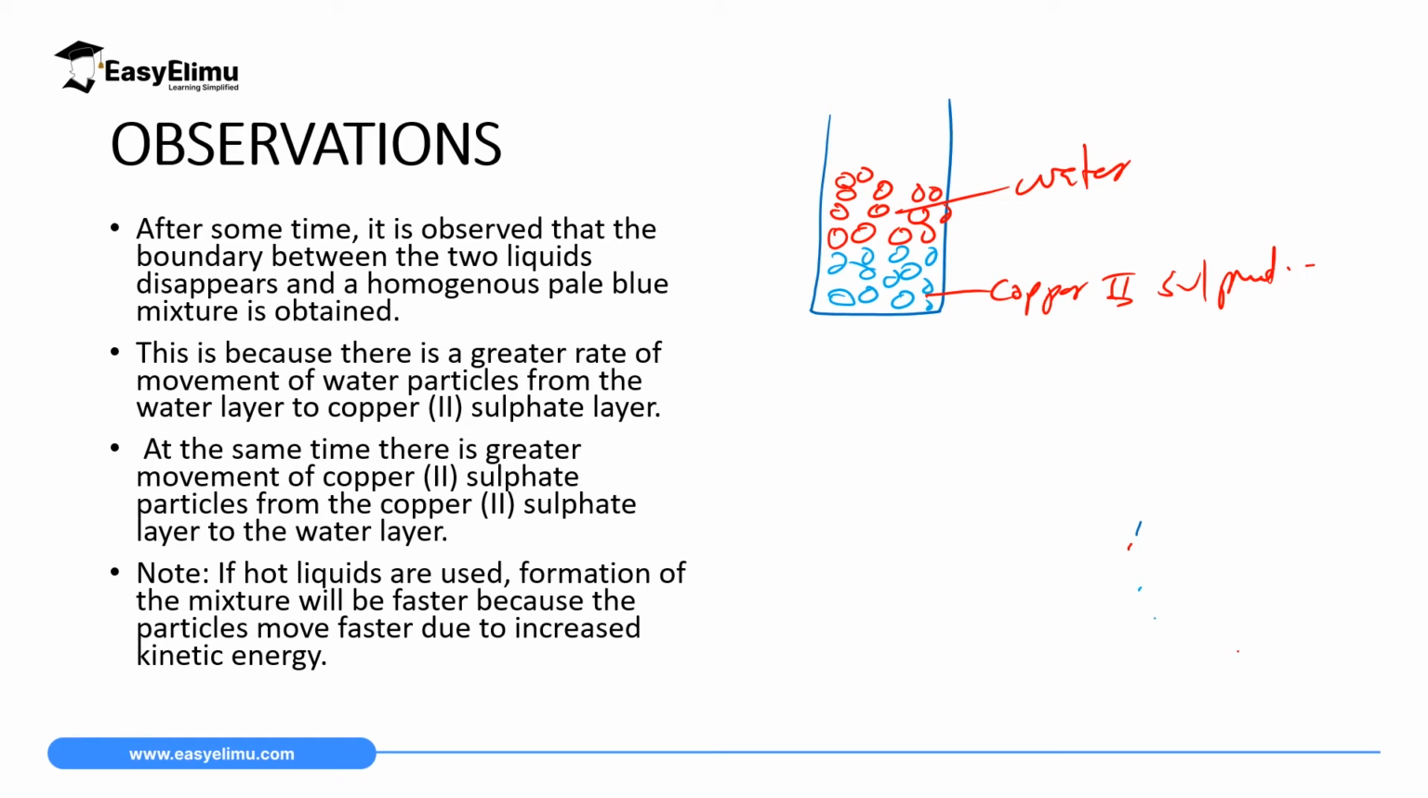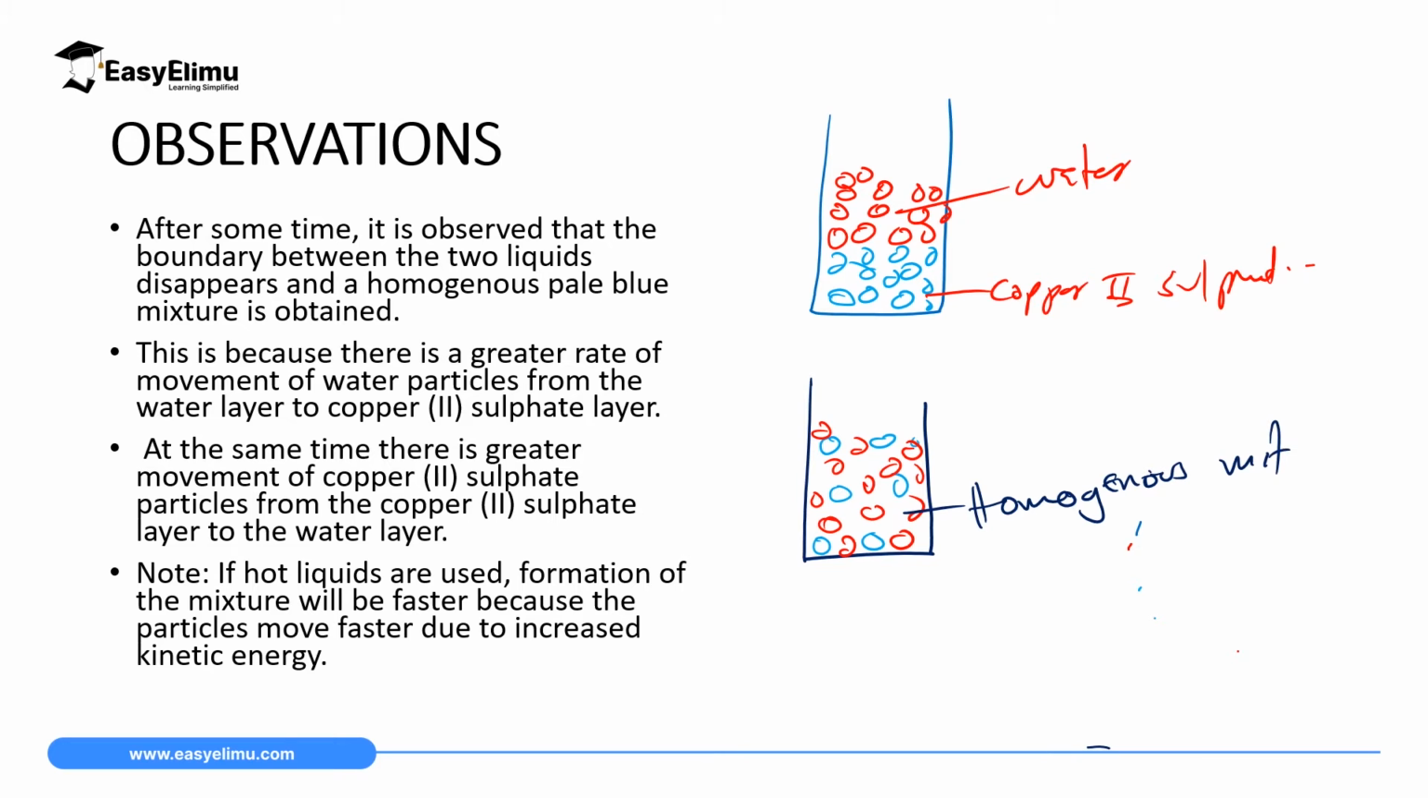After some time, if you leave the mixture without shaking it, you will realize your beaker looks like this. There will be copper 2 sulfate particles all over the mixture, and the water particles will also be spread throughout the mixture. What does this mean? Here we now have a homogeneous mixture of copper 2 sulfate and water.